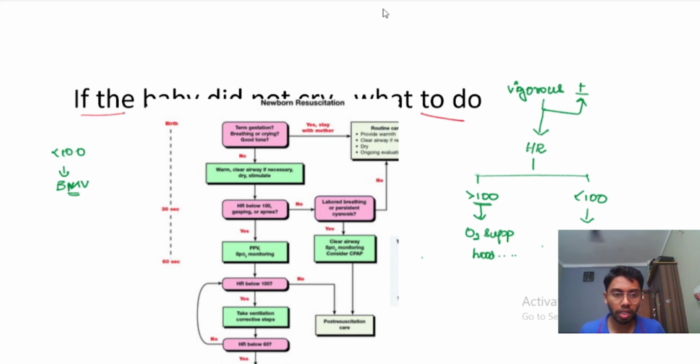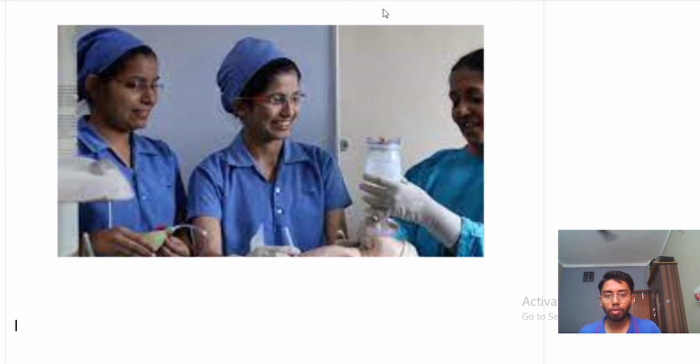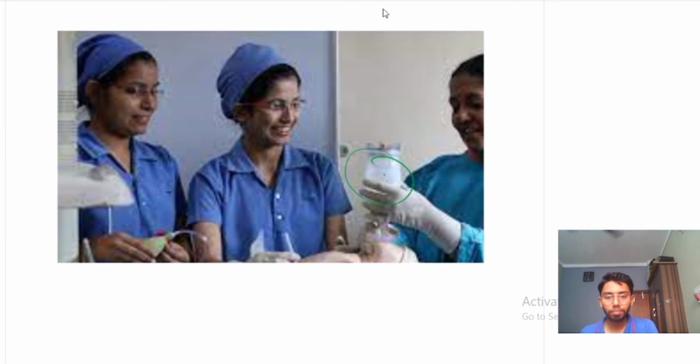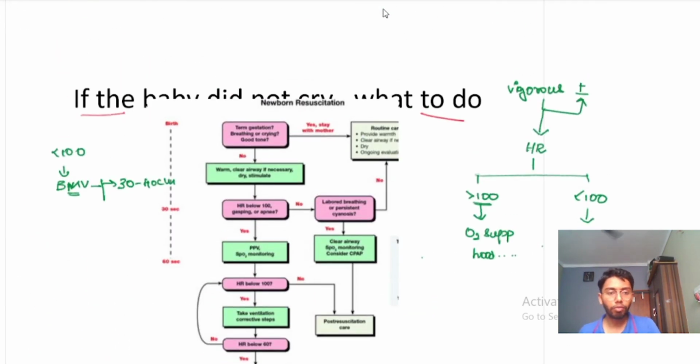Okay. What is the pressure of that bag and mask ventilation? This is one of the NEET questions, very important. So initially you will be giving 30 to 40 centimeter of water. Subsequent pressures will be 10 to 20 centimeter of water, which is more than enough. Okay. Just go with 3 to 4 puffs and immediately check the heart rate once again.